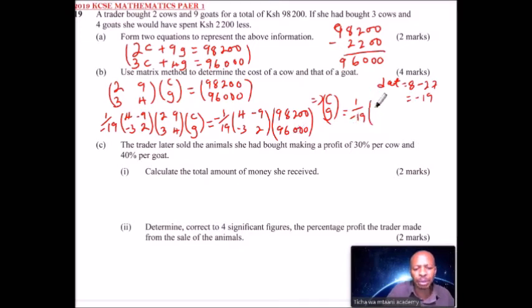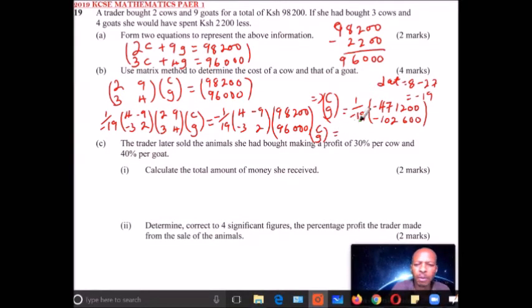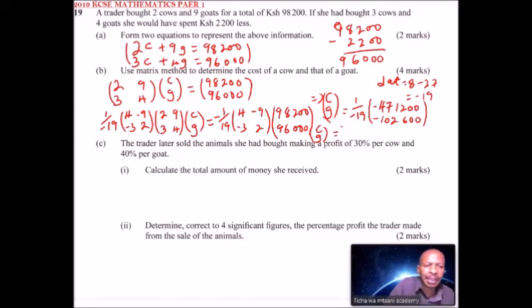When you multiply that, you should get minus 471,200 using your calculator. You multiply minus 3 times 98,200 plus 2 times 96,000, and that will give you minus 102,600. You know how to multiply a matrix. So when you divide by minus 19, you will be able to get C and G. So you multiply 1 over minus 19 multiplied by minus 471,200.